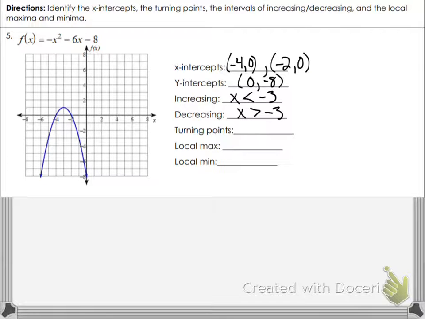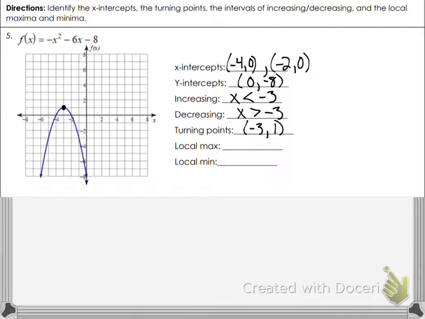So what would that make my turning point? Where does it change from increasing to decreasing or decreasing to increasing? -3, comma 1. That would be right there. Does everyone see that? Once it hits that point, it changes from increasing to decreasing. So that's my turning point. Do I have any other turning points? No, that's my only one.